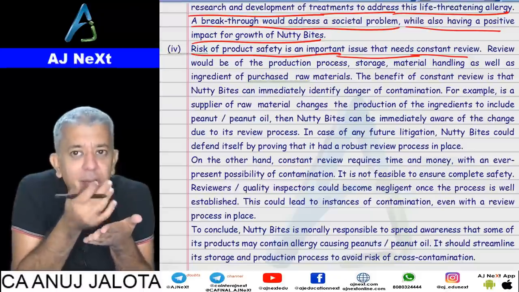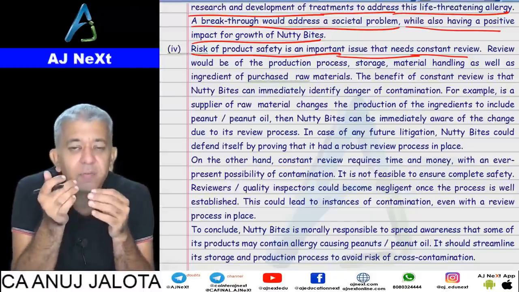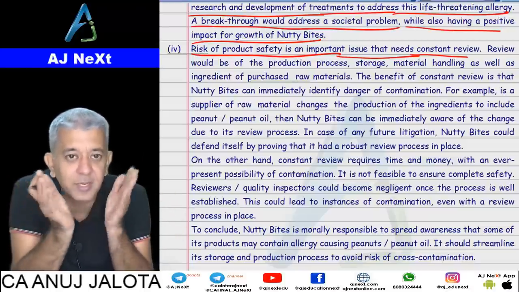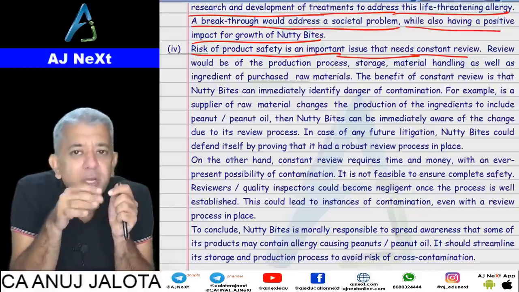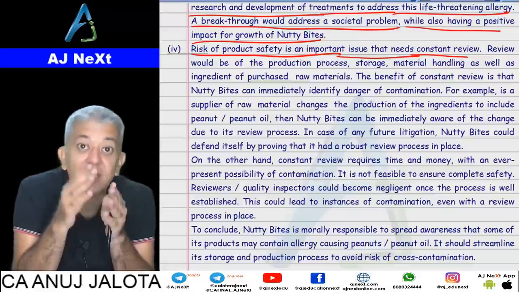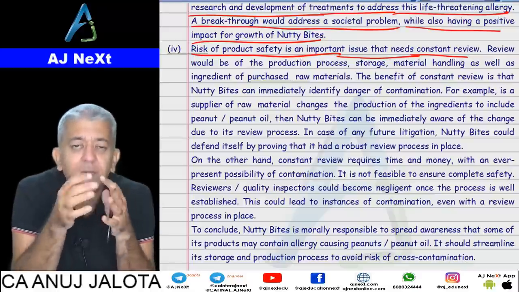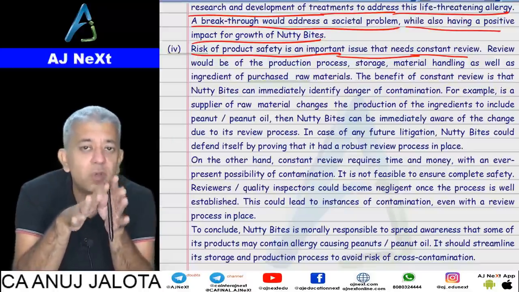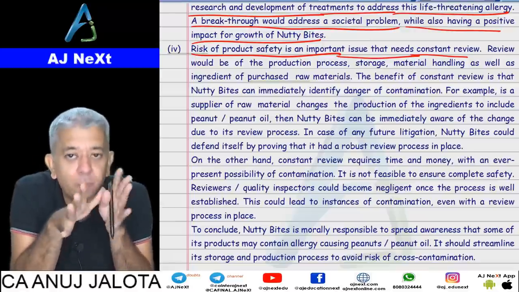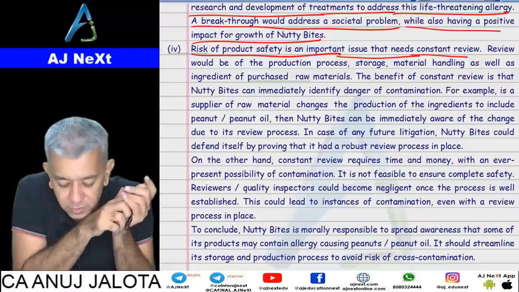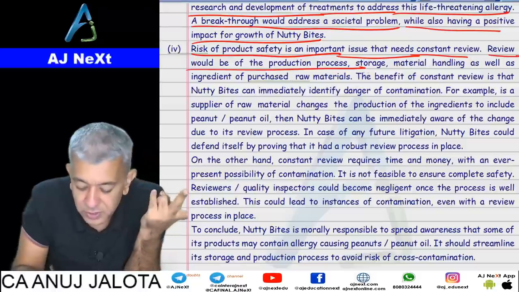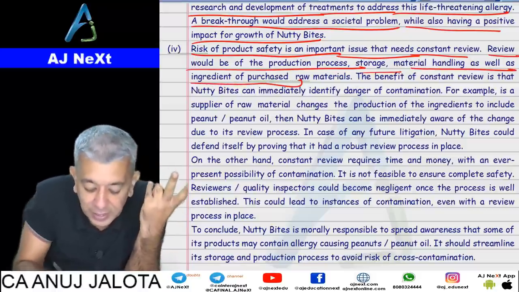After some time, once you make this process, where this equipment will be separate and this staff will be separate, employees take all these things for granted. So ensure that once these things are set, there is a constant review of the process, and once the procedure is set, it is always maintained by Nutty Bites, because this issue is super important for the company. The review would be of the production process, the storage, material handling, as well as ingredients of the material purchased.